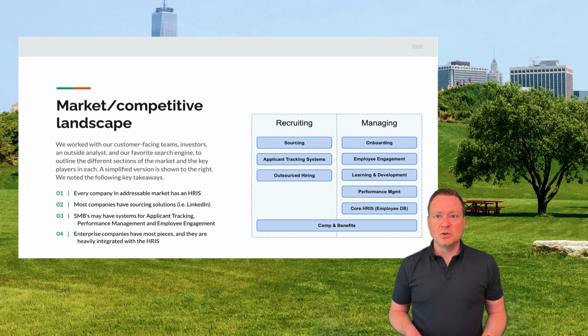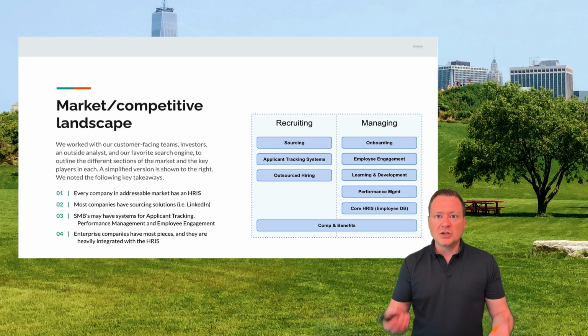So I created a visual here, very simple, to look at the landscape and what you're competing against. And it's important to understand that. And I just kept this simple. There's recruiting, there's managing, and then each box represents a product functionality or area or even company in some cases, so that we can think about where Greenhouse fits into the whole ecosystem.